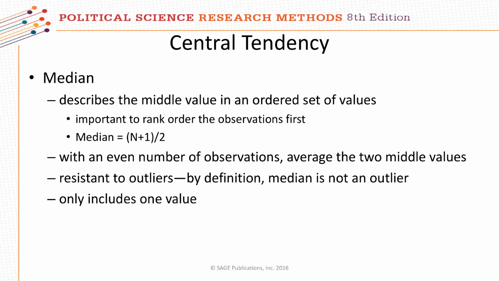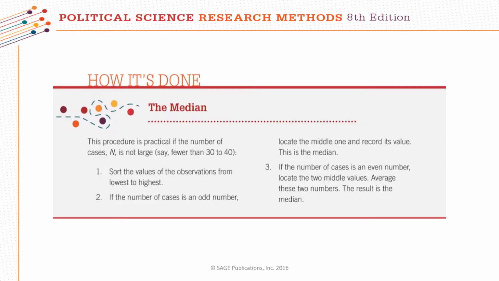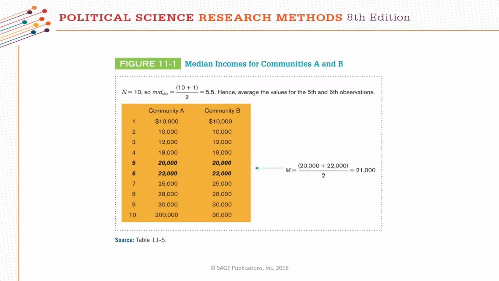So what are we really talking about? How do we look at this graphically, or visually? And again, this is from the book, so this tells you how it's done. So for one, you sort the values. If there's an odd number of cases, you locate the middle value, and that's your median. If there are even values, you locate the middle 2 values, take the average of those, and that's your median. But if you look at this, this is community A, community B. These are house prices in these communities.